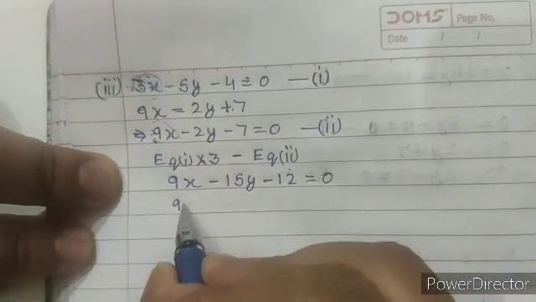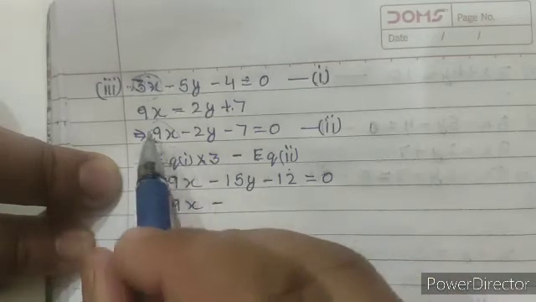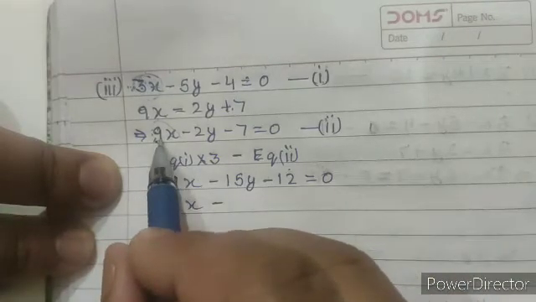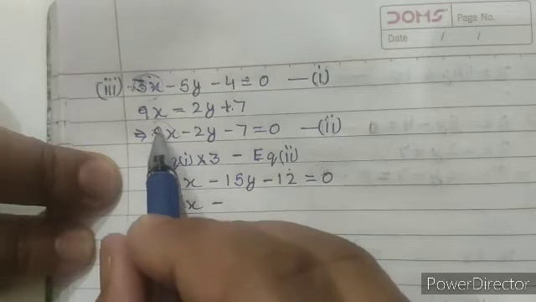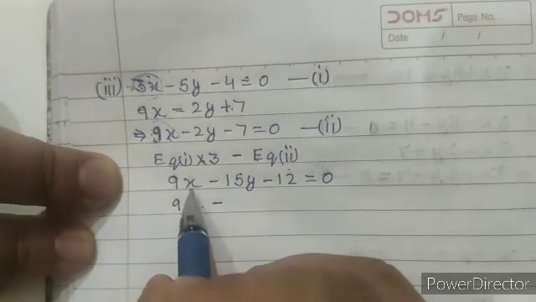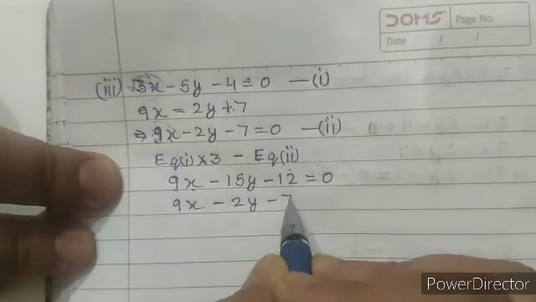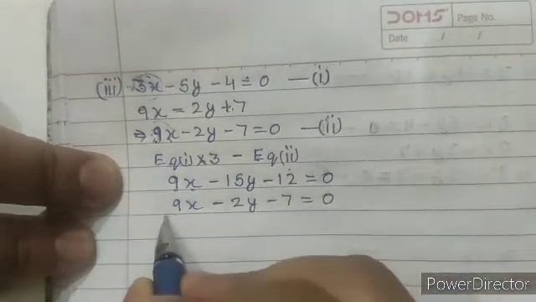And second equation will remain the same, as we are not multiplying it by any variable, or we can say we will multiply it by 1, as it is already 9 here. Coefficient of x is 9, and in equation first we have converted the coefficient of x into 9. Minus 2y minus 7 equal to 0.